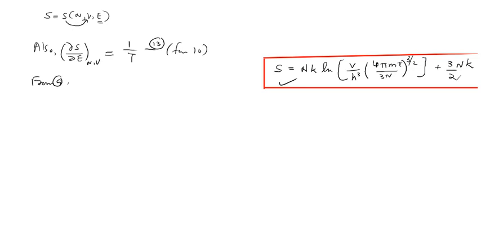let me write dou S by dou E at constant N, V, the same quantity I'm evaluating. I have to take the partial derivative with respect to E, so with respect to this quantity. E appears only in the first term, so the partial derivative of the second term will vanish. So we are left with this one. Same format that we have done: Nk is taken outside, then log of something x. You call this entire bracket x.